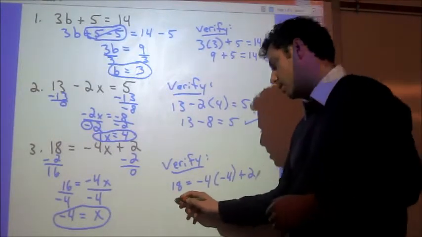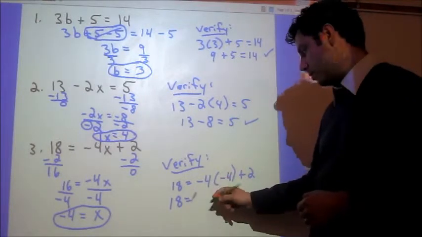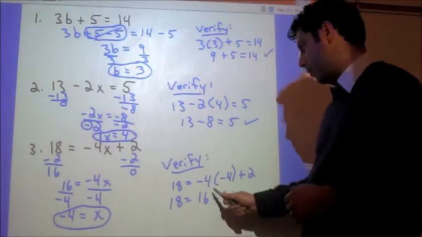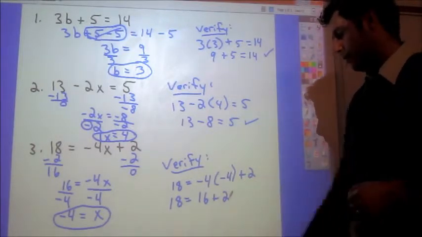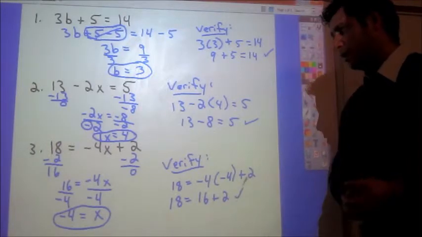So now, let's see if we're right. 18, so multiplication is going to come first. That's going to be 16 plus 2. Remember, a negative times a negative is going to give us a positive. That looks like a true statement. So we're right.